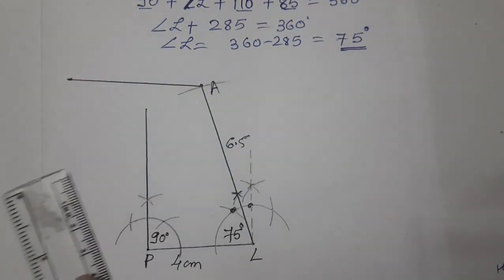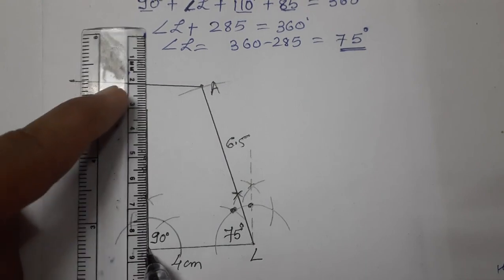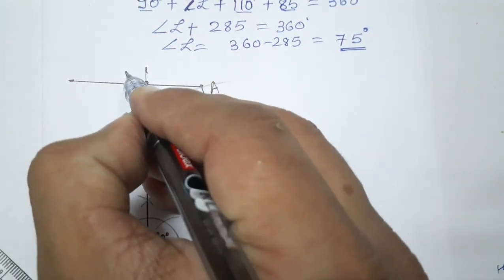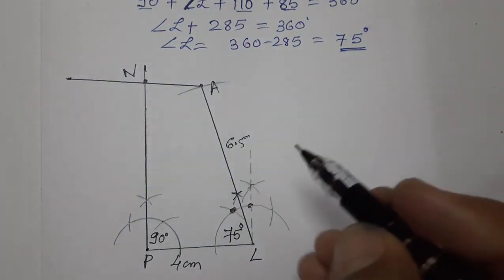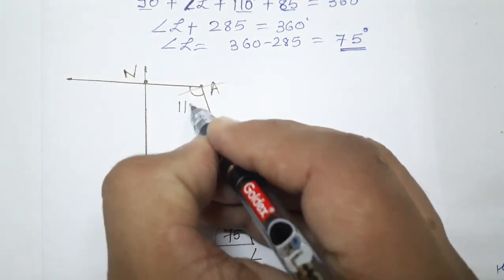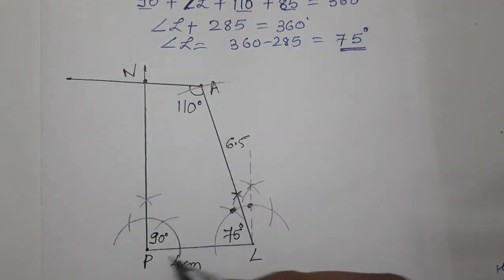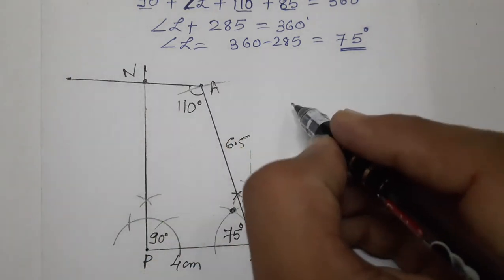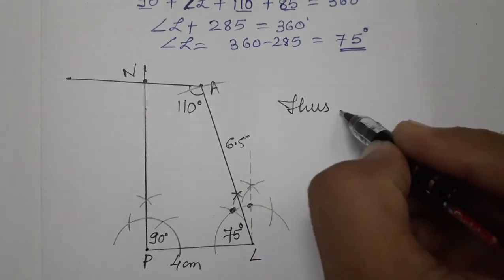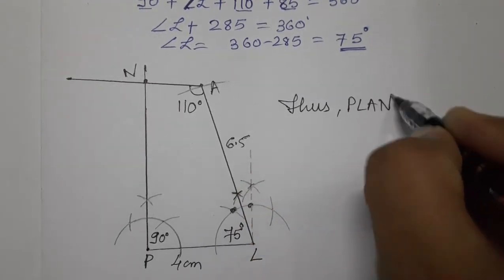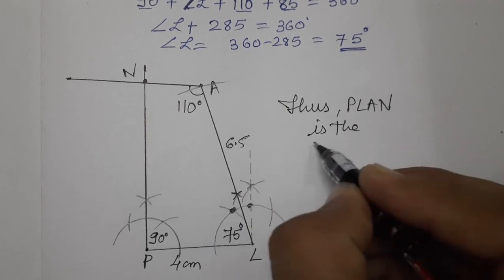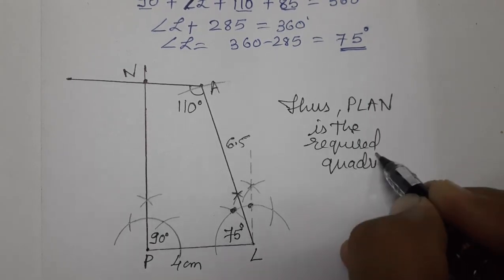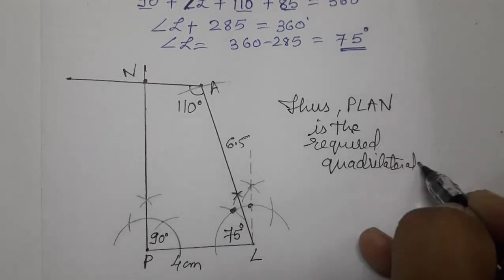Now extend this line of 90 degrees so that they will intersect each other. So they are intersecting each other at N. So this is our required quadrilateral. 110 degrees. Label everything: 6.5, 90, 4, and this is AN. So we write thus: PLAN is the required quadrilateral. Clear children, all of you? So we can easily make it.